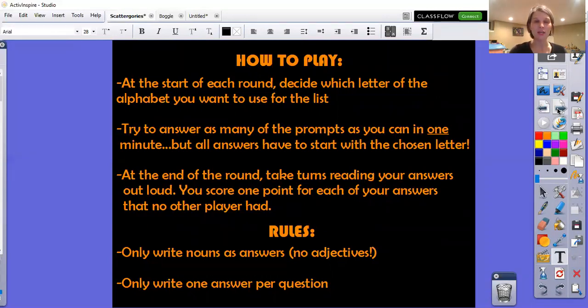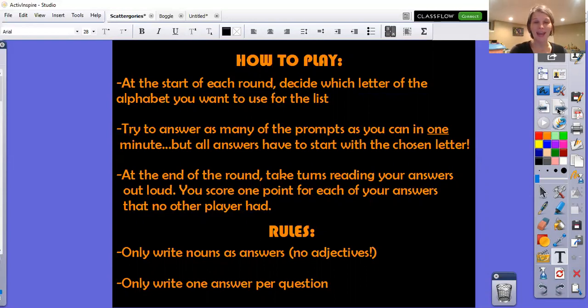At the end of the round, you take turns reading your answers out loud, and you score 1 point every time one of your answers was unique, that no one else had it. You get to circle that and give yourself a point. If you listed an answer that someone else also had, you both scratch it off and no one gets a point for that one. Rules are easy.